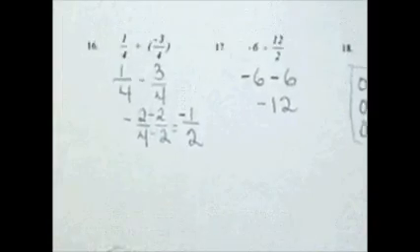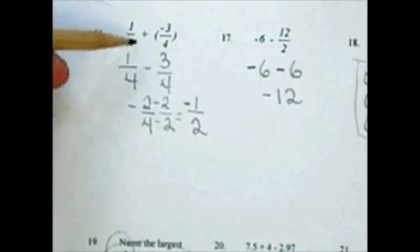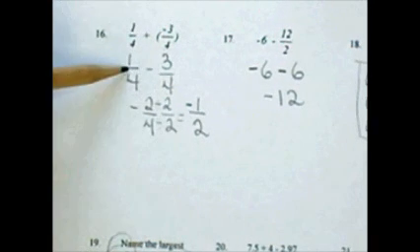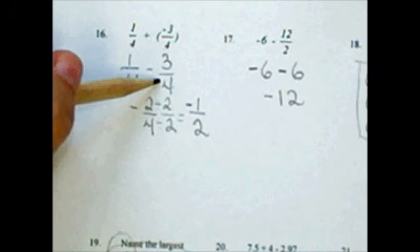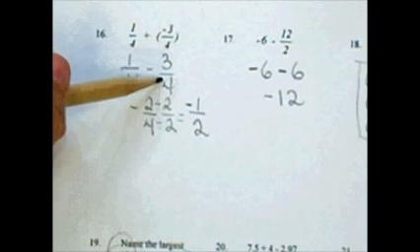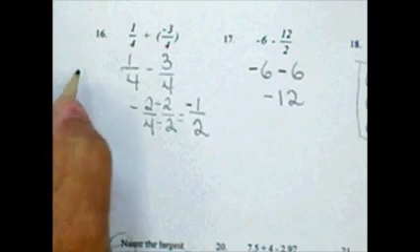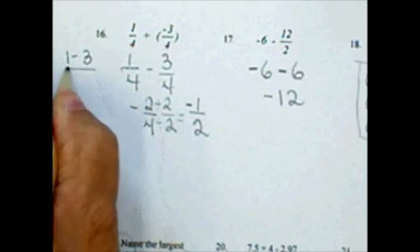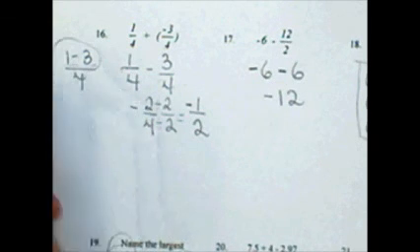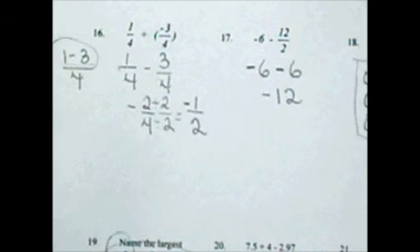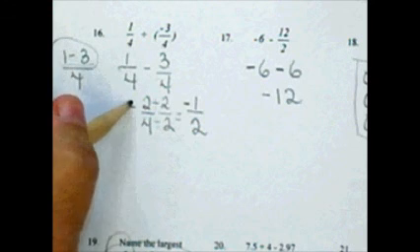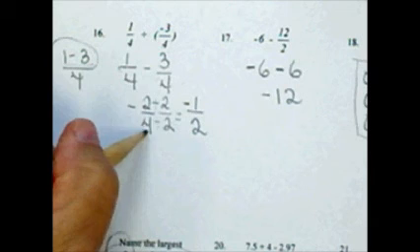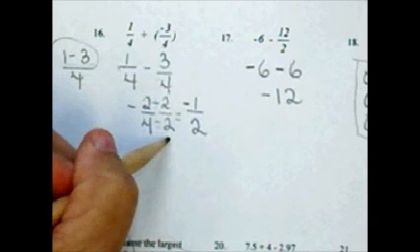Okay, in this one I have 1/4 plus negative 3/4. That's the same thing as 1/4 minus 3/4, or a positive 1/4 and a negative 3/4. So just remember, it's really this right here, 1 minus 3 over 4. So 1 minus 3, the signs are different, subtracting get 2, big number's negative. So I get negative 2/4. But it's not in lowest terms, so I have to divide both by 2, and I get negative 1/2.